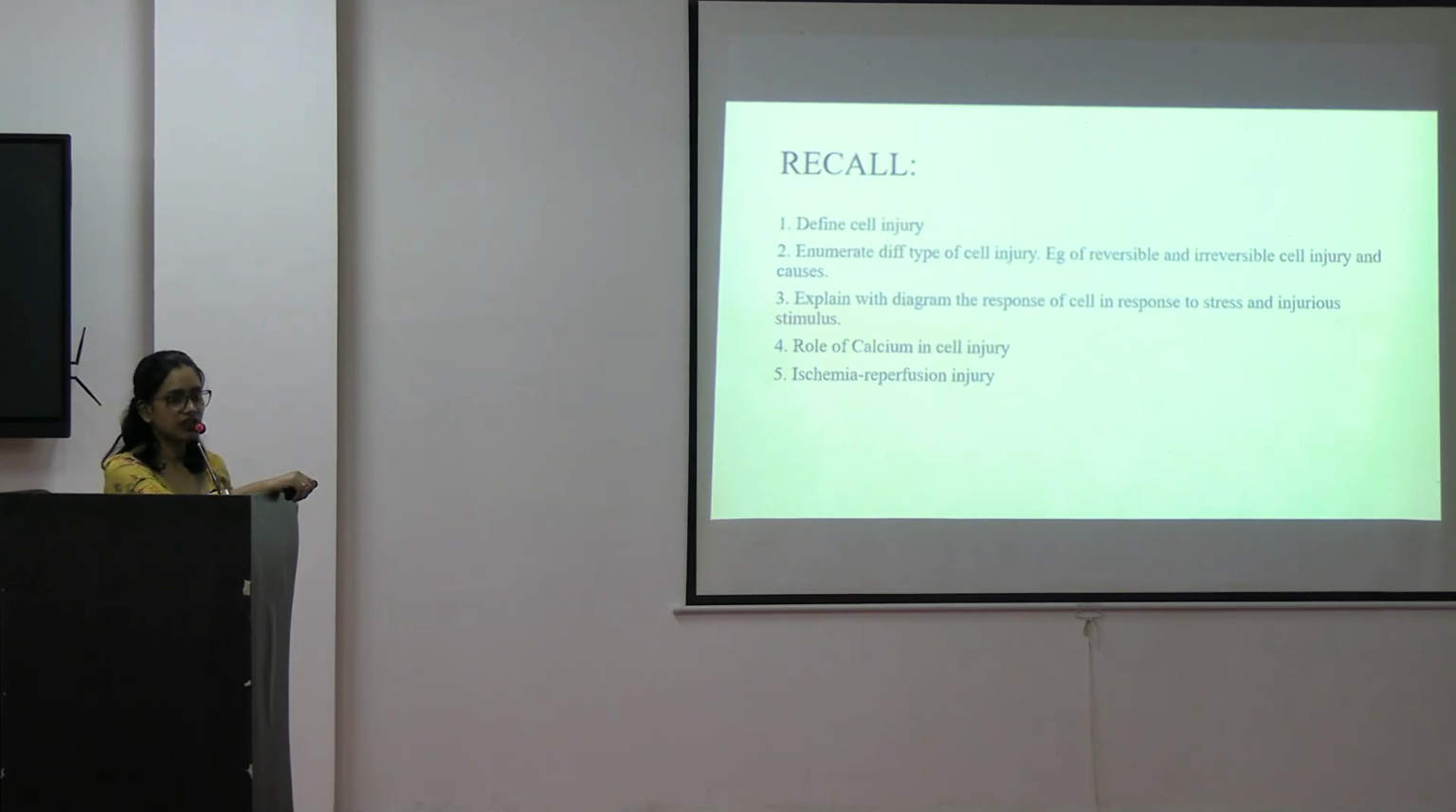So from what we have learned today, you should be able to answer these questions, okay? Definition of cell injury, different types of cell injury with examples of reversible and irreversible cell injury. Then explain with a diagram the response of a cell to stress and injurious stimulus. You remember the diagram, the flowchart? Then the role of calcium in cell injury and ischemia-reperfusion injury.